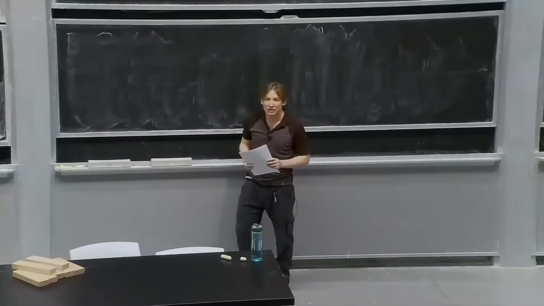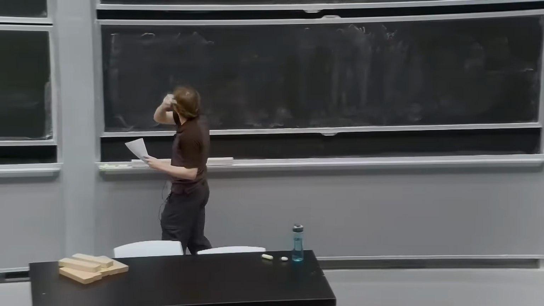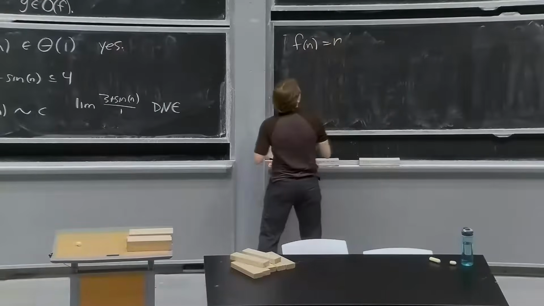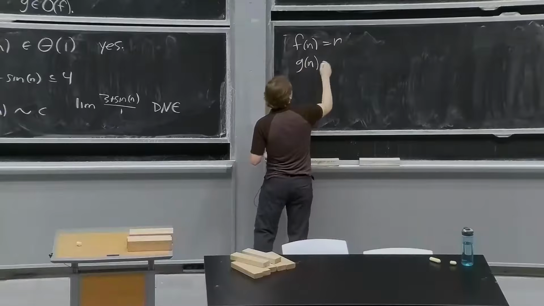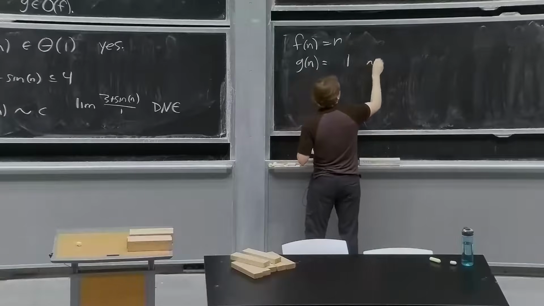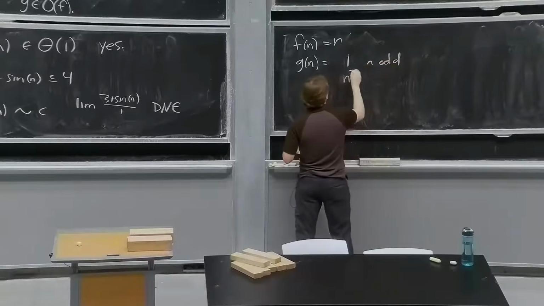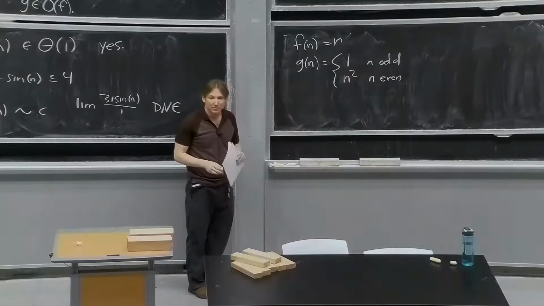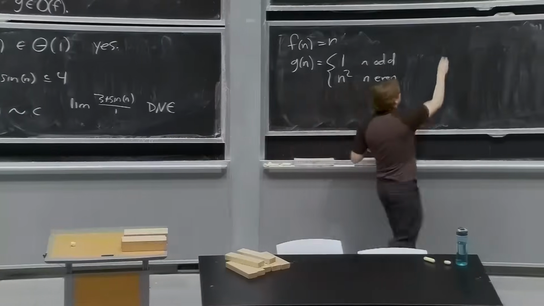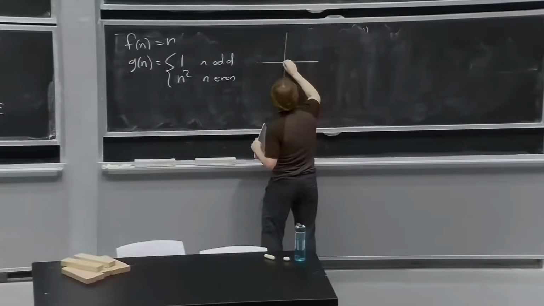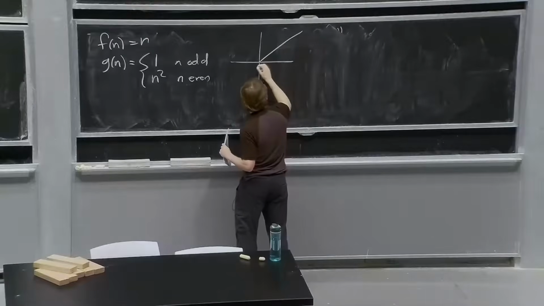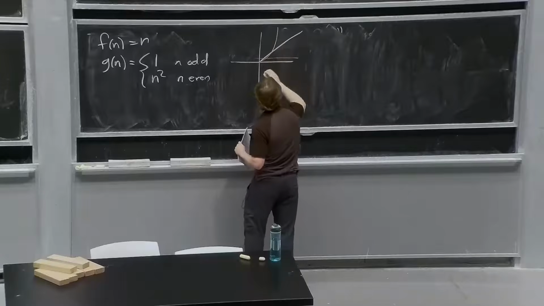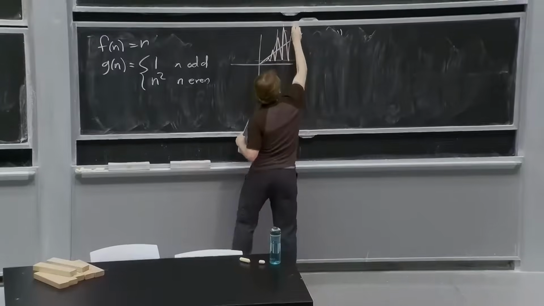A little tricky. Let me give an example. Let's say that f of n is n, and g of n is 1 when n is odd, and n squared when n is even. So if we plot, f of n is just n, g of n is following 1 or n squared, depending where you are, and it's sort of zigzagging between the two.